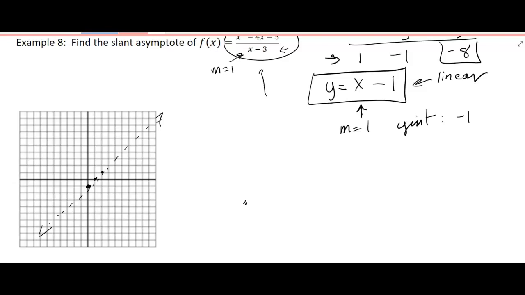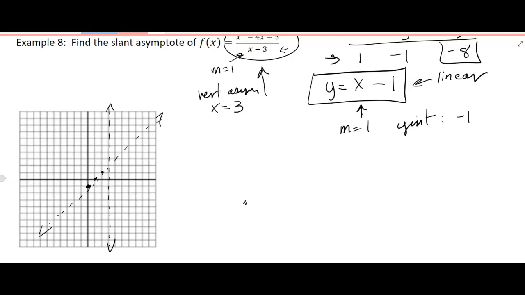You also have a vertical asymptote at 3. X equals 3 is a vertical asymptote. There's no horizontal asymptote. There's just a slant asymptote and one vertical asymptote. And so you see how it divides kind of the graph into 4 different sections.